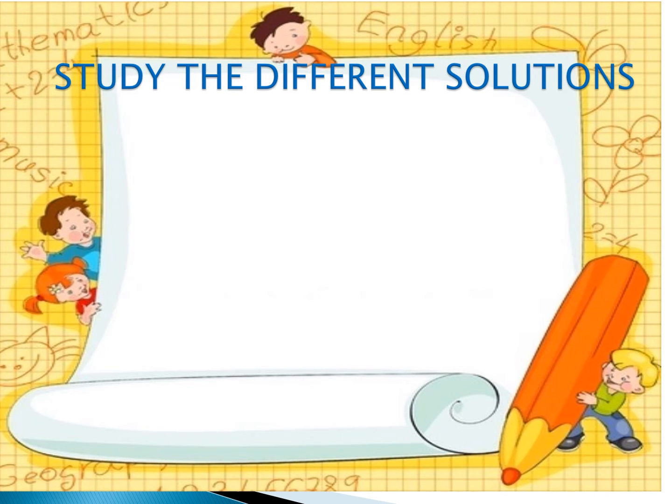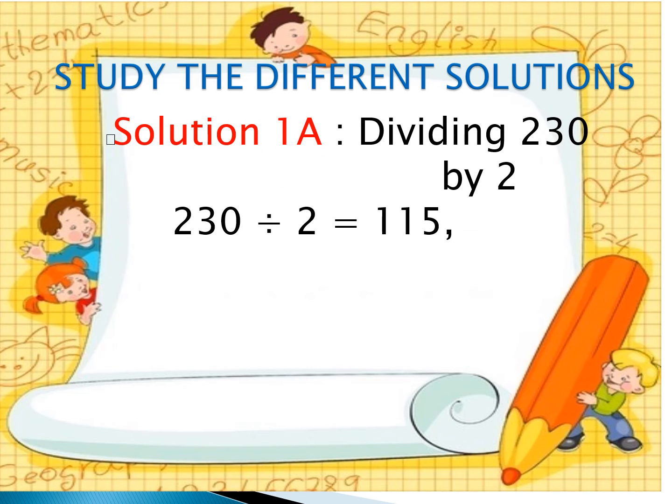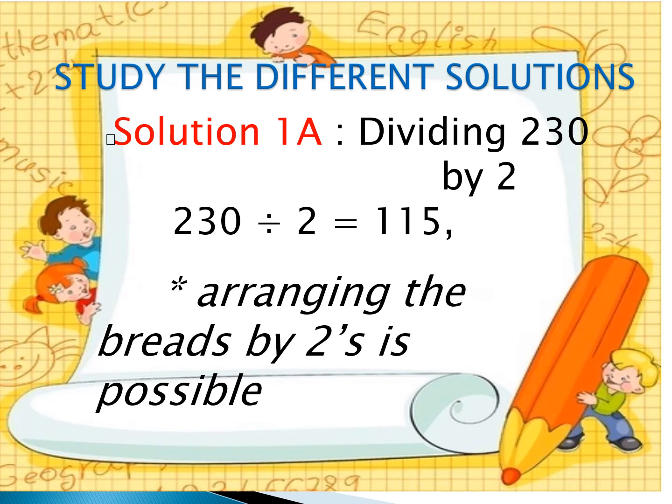Study the different solutions. In solution 1A, dividing 230 by 2. The answer is 115. Arranging the breads by 2s is possible. Bakit sinabing possible? Because if we divide 230 by 2, there is no remainder. So, 230 can be arranged by 2s.